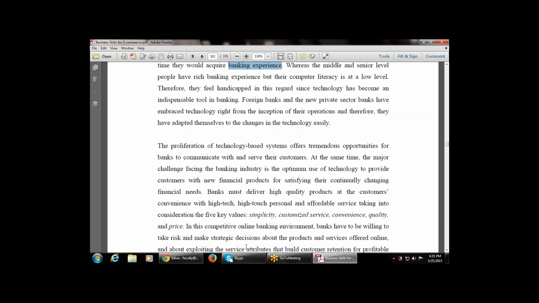So what are the five key values by which the consumer thinks that this is a high quality product that is available with online banking? First is simplicity, then customized service, then convenience, then quality, and the last one is price. So these are the five key values that are available with online banking.